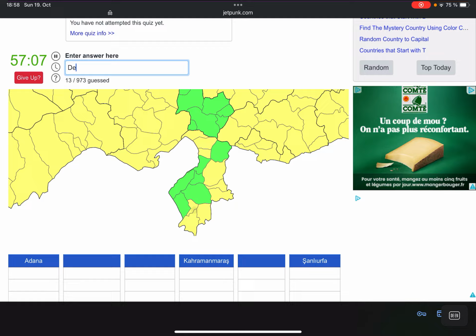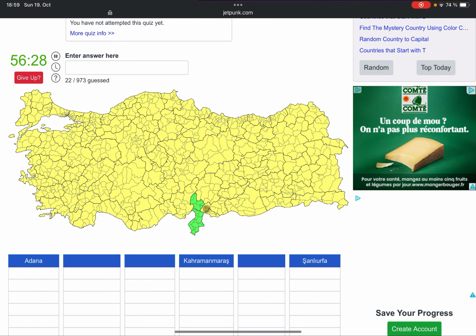Anyways, so let's continue with Defne, Kırıkhan, Kumlu, Reyhanlı, Payas. Here we have Altınözü, and the southernmost district of Turkey is called Yayladağ. So here we have Dört Yol, we have Erzin, and that's it for Hatay province.